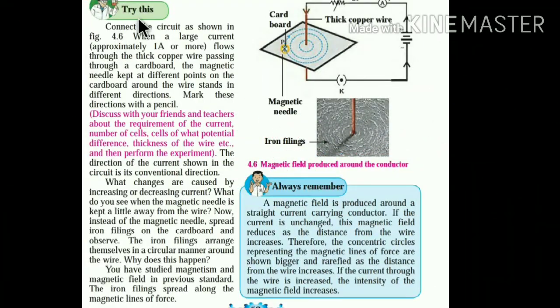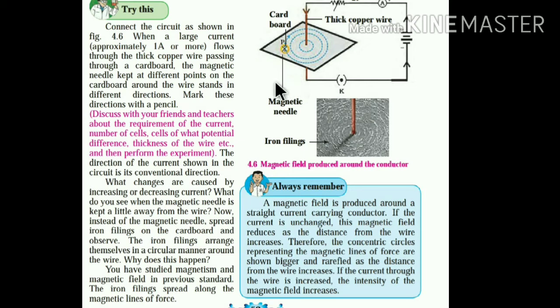In the next Try This, by this experiment we can understand the law here also. So let us see what the activity is. For this activity you need a simple cardsheet paper and a current carrying conductor, that is a straight current carrying conductor, like a metal rod made of copper or iron, that is thicker than this copper wire. Then arrange the circuit.